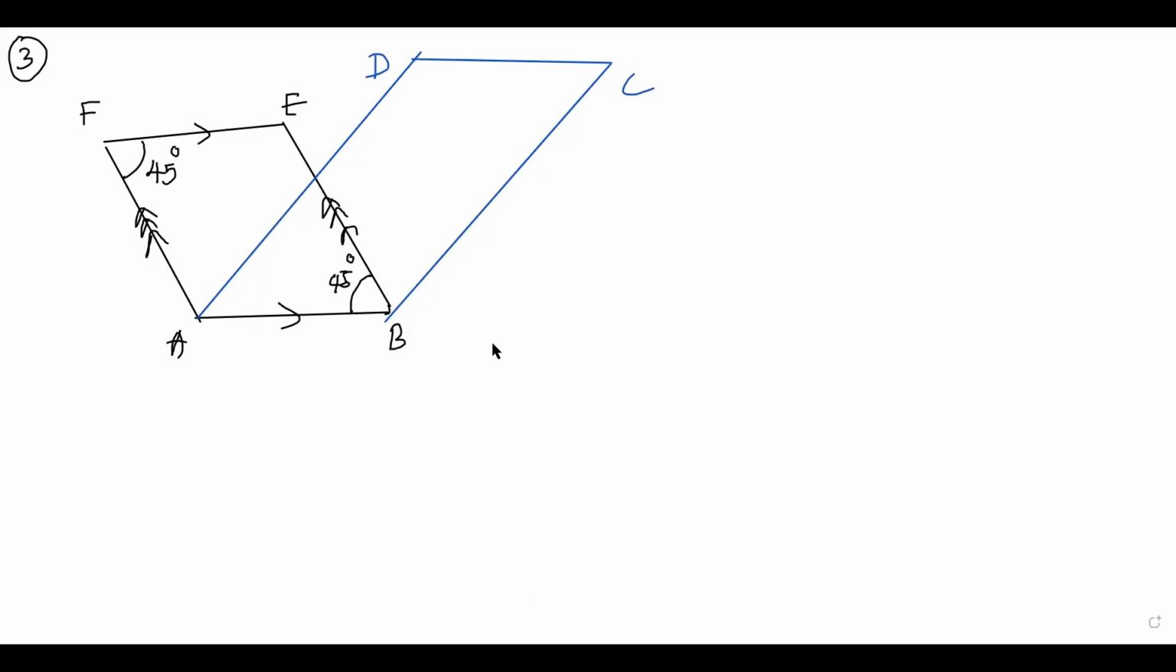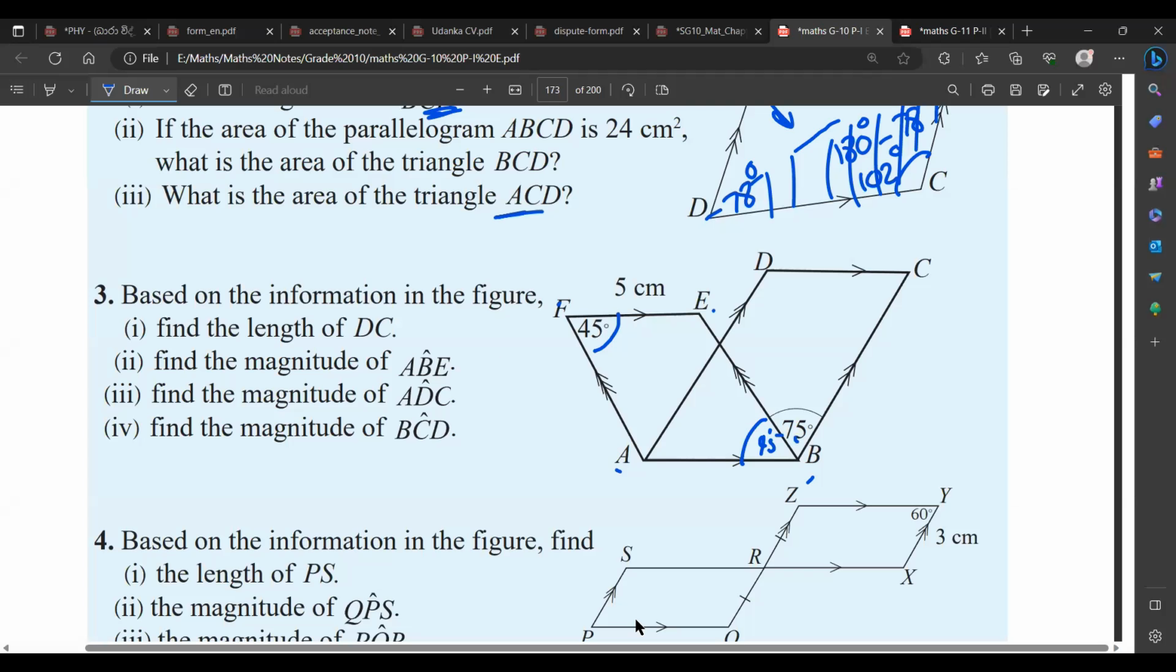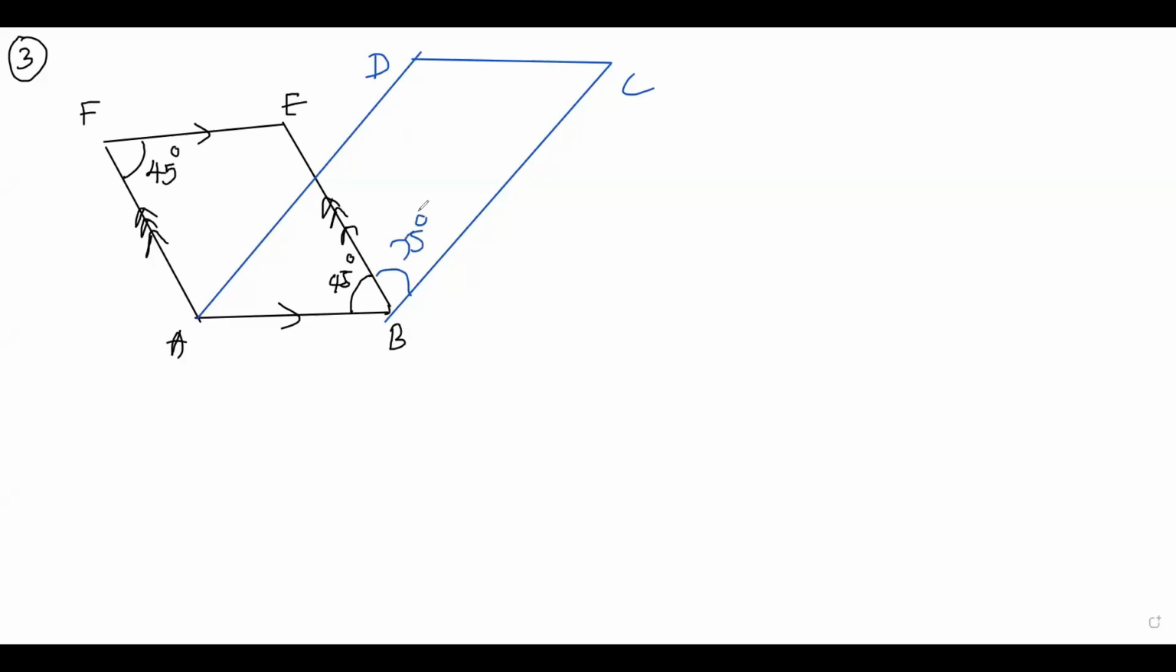What is there? This one is 75 and these are parallel lines. They have mentioned this thing. Now, you know this angle and this angle are equal because it is a parallelogram, and here also you can write like this. And now help me.